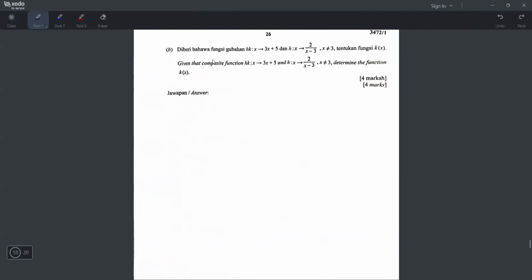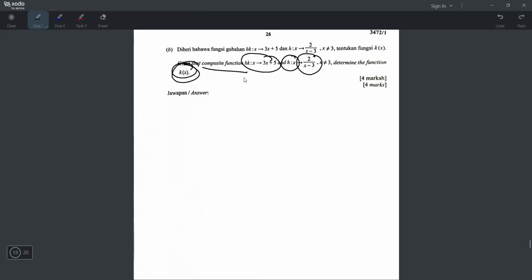Okay, let's continue with B. Given that composite function hk(x) is 3x plus 5, h(x) is 2 over x minus 3, determine the function k(x). Okay, they give you composite function, and then they give you single function, and then they ask you to cari balik another single function. This type of question ada dua cara. Satu cara kena guna let, satu cara tak payah let.